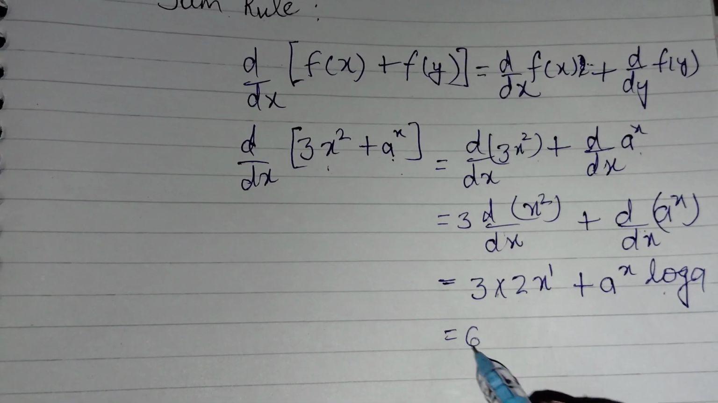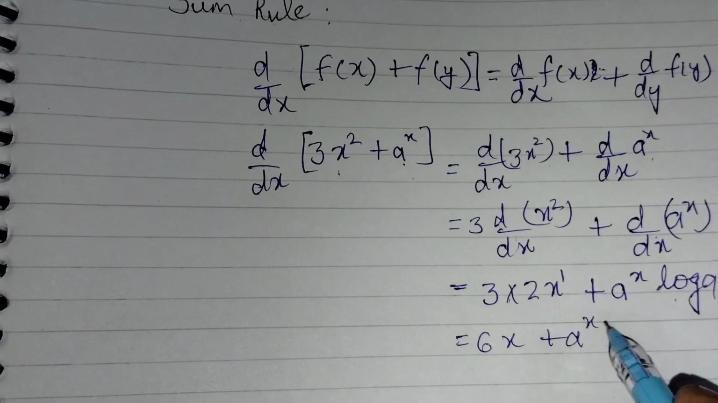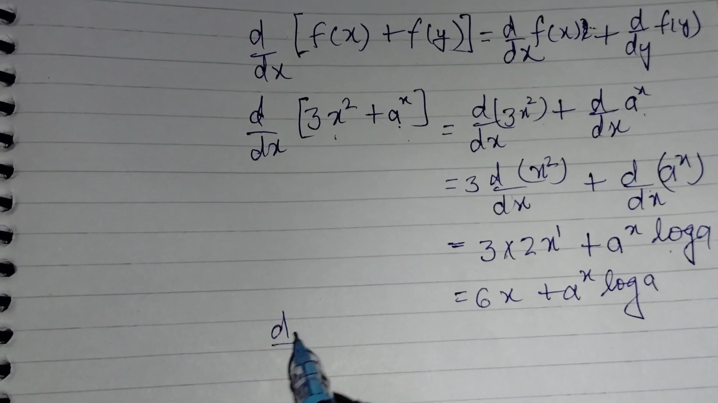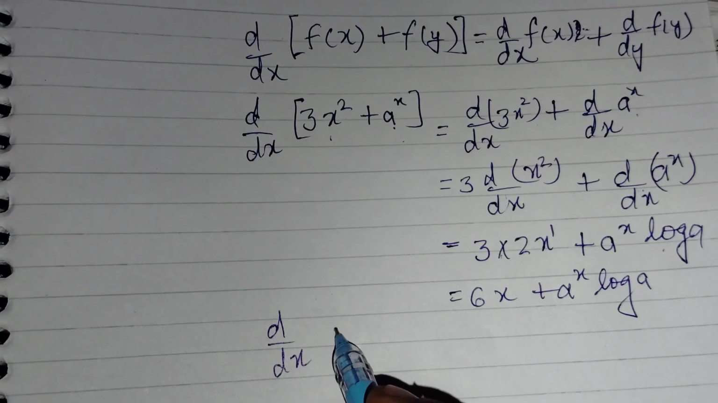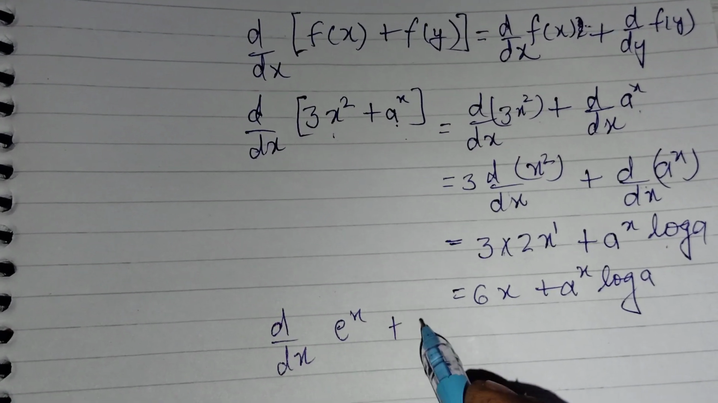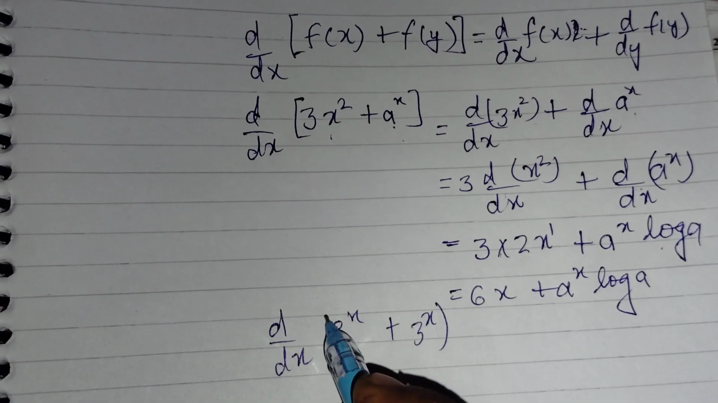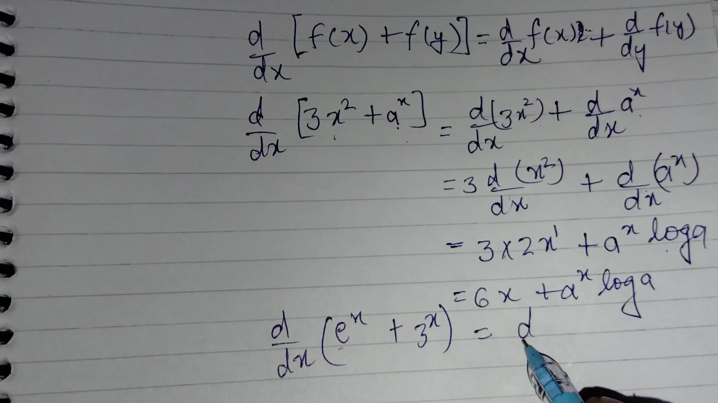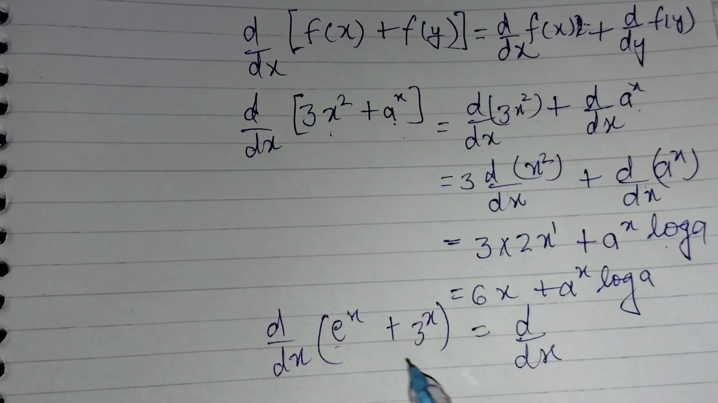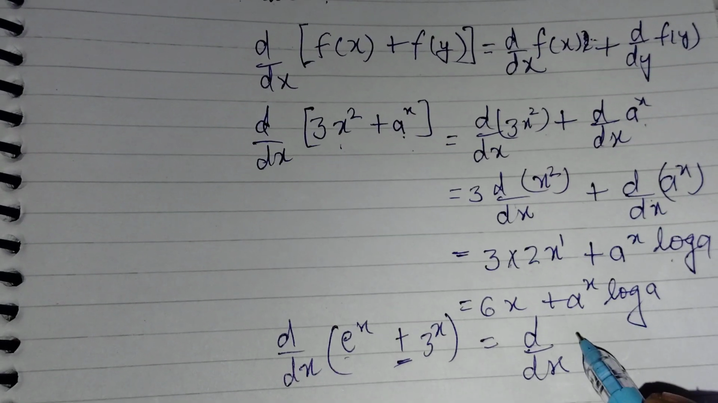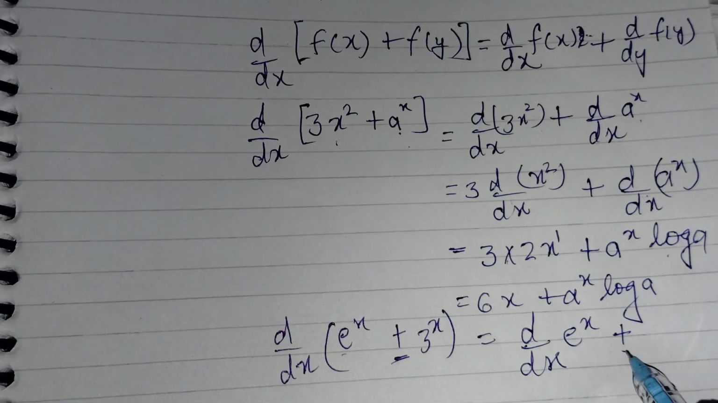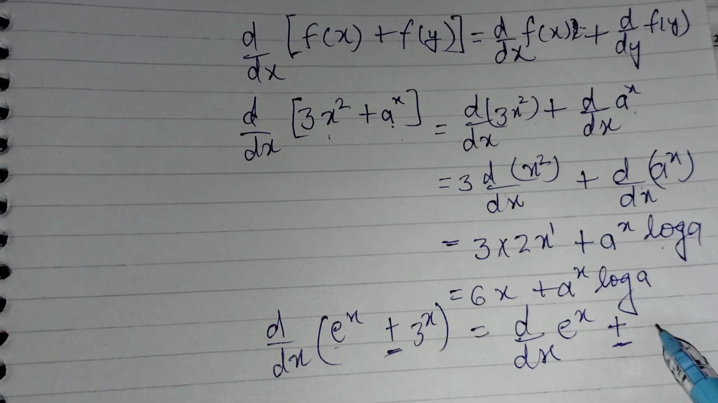So 2 3 is 6x plus a power x log a is the answer. Suppose the question is asking: differentiate e power x plus 3 power x. So it's differentiation, we separate here, either there is a plus sign or a minus sign. For both we use the same. If there is plus, then we use plus. If there is minus, then we use minus.